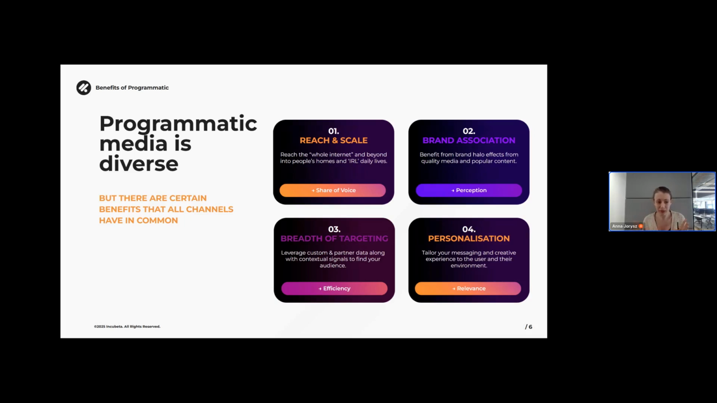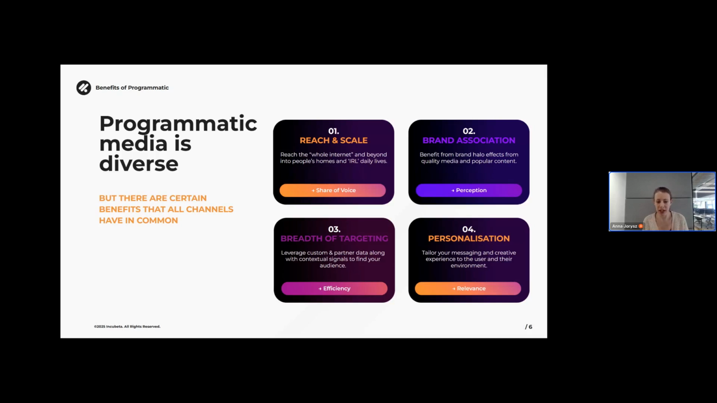Breadth of targeting. Obviously, online marketing in general is known for its ability to target. But I think what programmatic brings into the mix is more levers that you can pull. You have custom data, whether that's coming from third-party segments, or your own first-party data that you can bring into your buying and your planning.